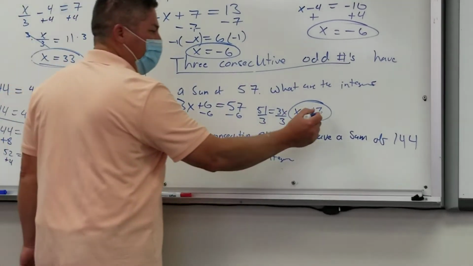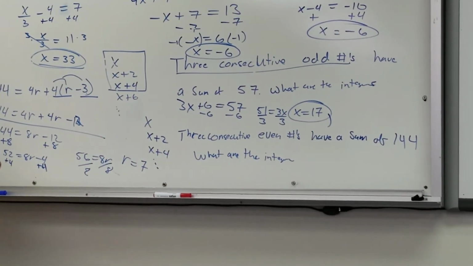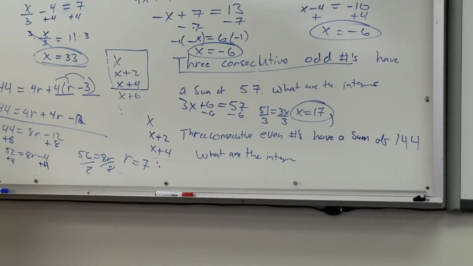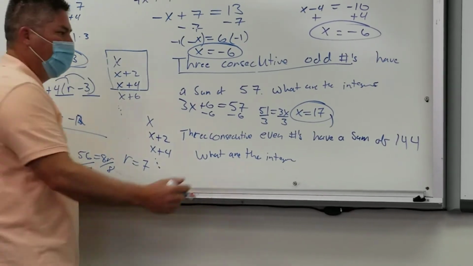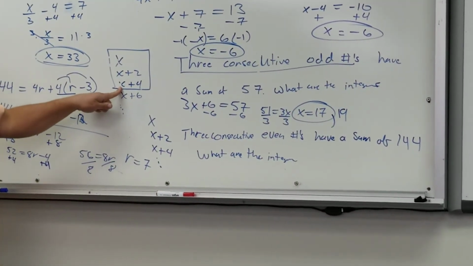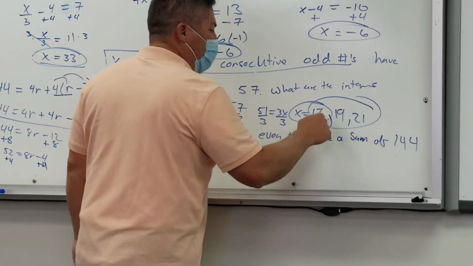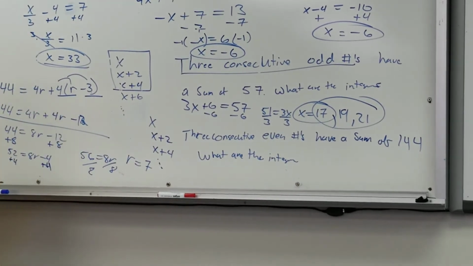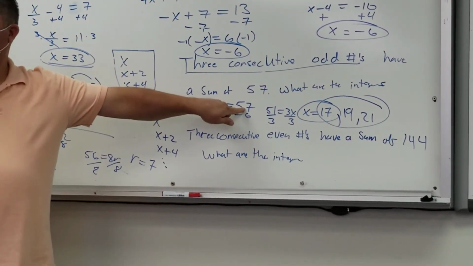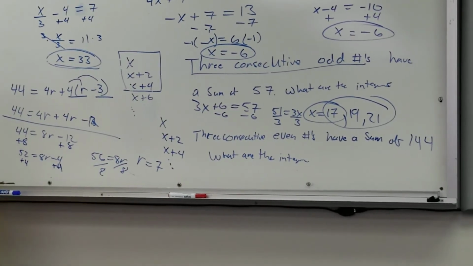So if 17 is the first one, what's the next one, Canyon? If 17 is the first odd integer, what's the next odd integer? 19. I'm adding 2. That's all I'm doing. 19. If I take 17 plus 4, what's the next odd integer? 21. Those are them. If I add all three of those together, guess what they'll add up to? 57. That's it. Is that right? I hope, because that's what I did, so I'm hoping that's right.